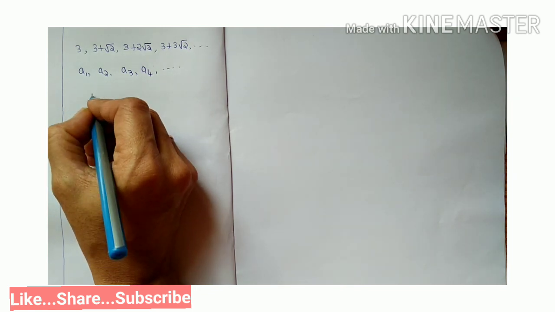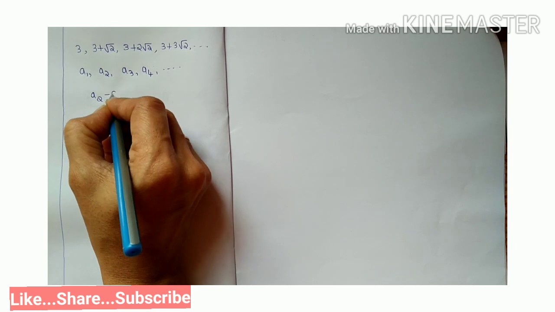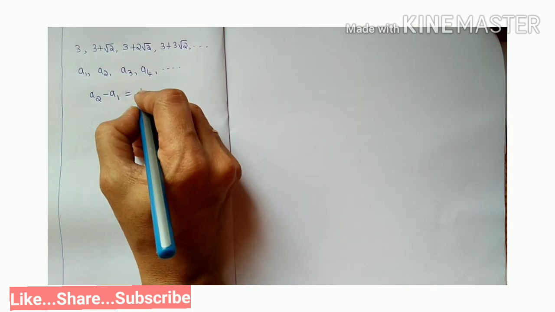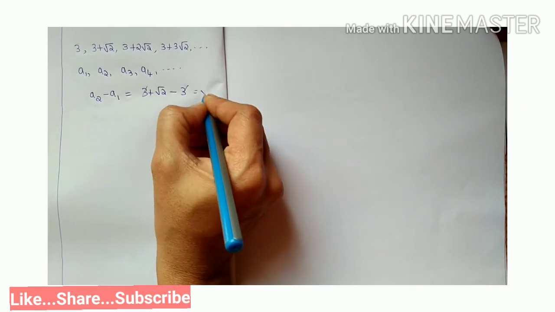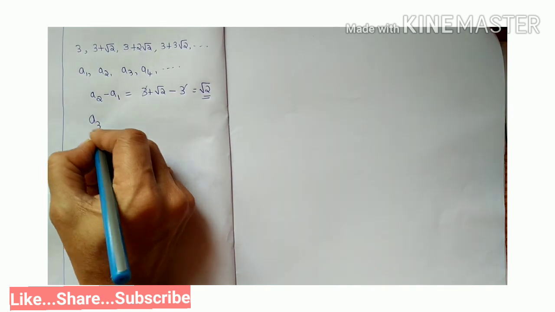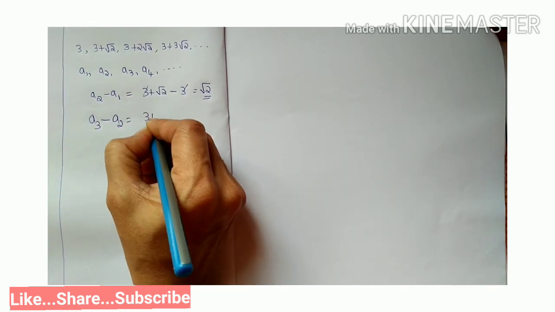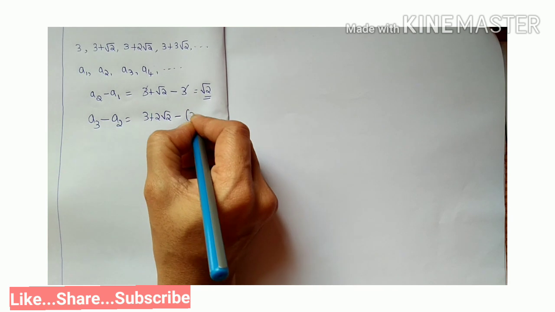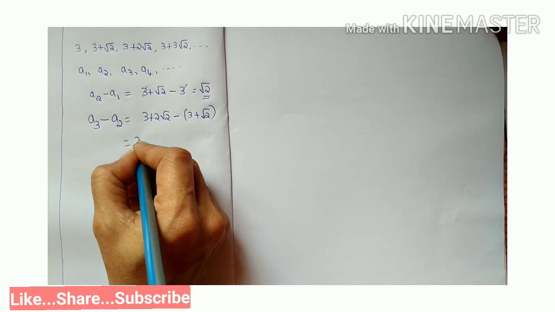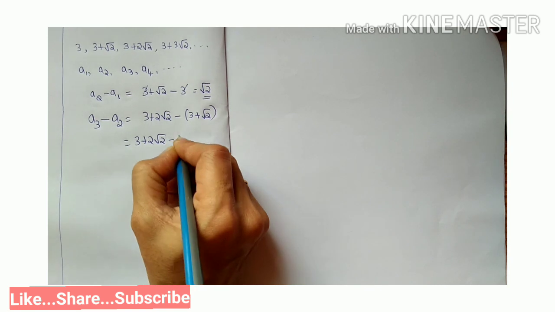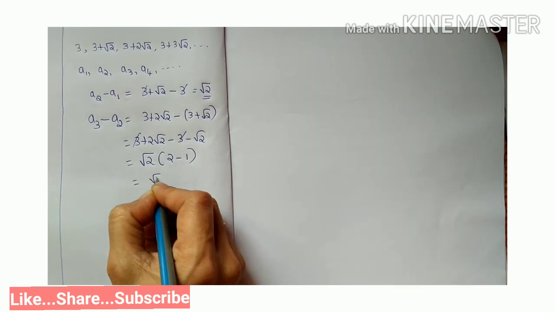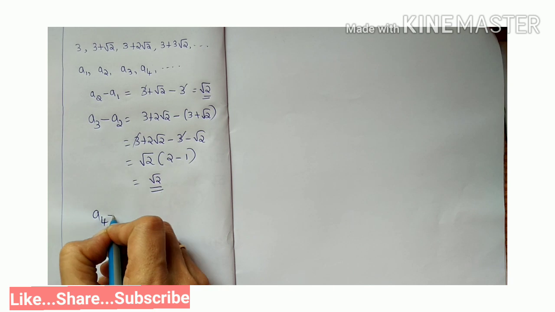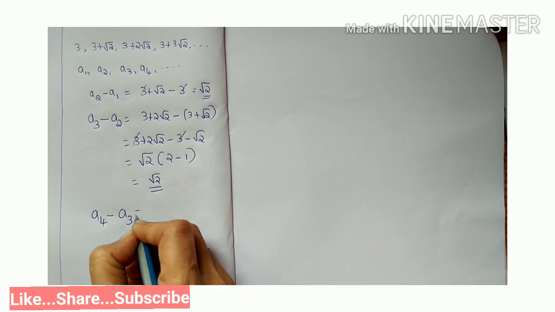Here let us find the difference of two consecutive terms: second term minus first term, here root 2. Third term minus second term, here root 2 is common, take it outside, so root 2. Next, fourth term minus third term.